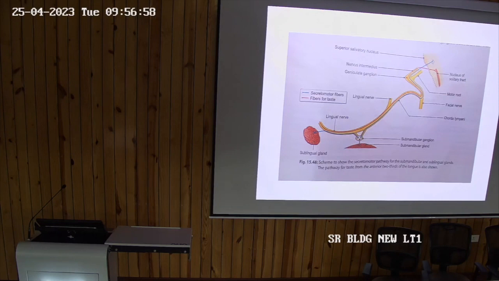The fibers which relay into the submandibular ganglion or the sublingual gland ganglion are the preganglionic parasympathetic fibers. So the preganglionic parasympathetic fibers coming from the superior salivatory nucleus run their course along the facial nerve and join with the lingual nerve, relaying here into the two ganglia. From both ganglia, the postganglionic fibers arise and relay into the corresponding submandibular gland and sublingual gland. So that is the pathway of the submandibular gland and sublingual gland.